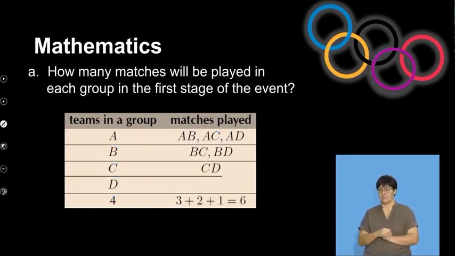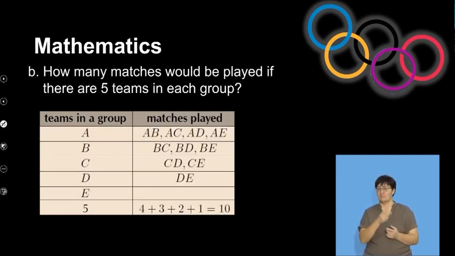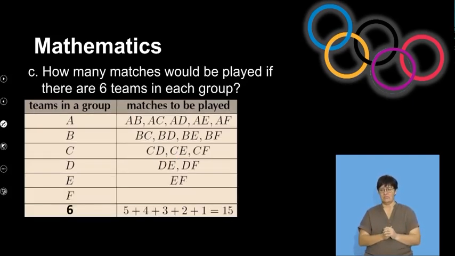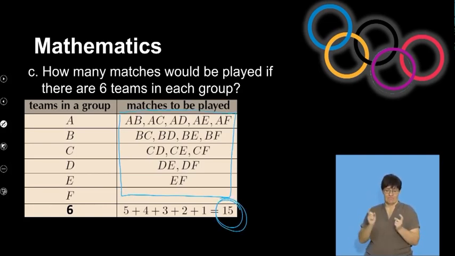For question B, we're going to see how many matches will be played if there are 5 teams. We can see that Team A will play B, C, D, E, going on and on until you see that the last game is between D and E, which means that there are 10 games. Then if there were 6 teams playing, if you were to write down all the possible combinations of games being played, we can see that there were 15 matches played.